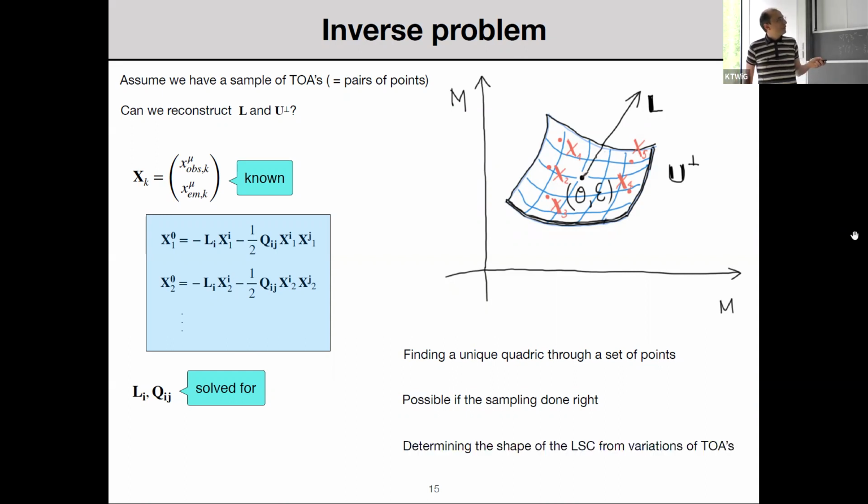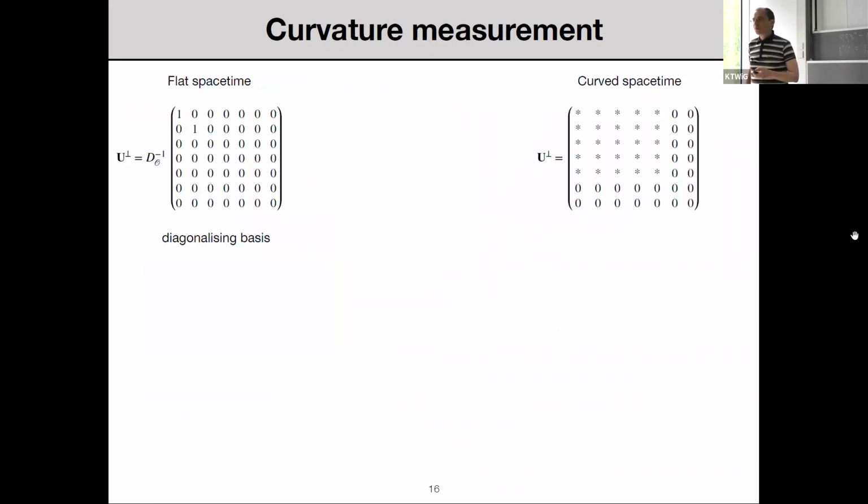So that's basically determining the shape of the local surface of communication, in the sense of the components of these guys, from the variations of times of arrival between many pairs of points. But how should this help us with measuring curvature? Well, let's look at this U part.